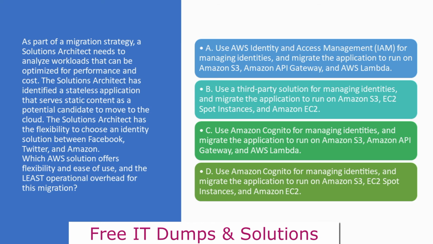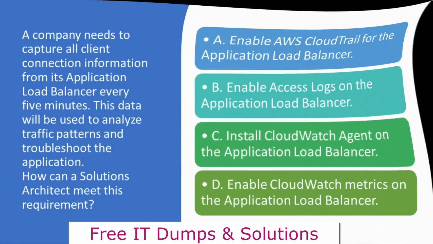Amazon EC2. Correct answer for this question is option C, because serverless has the least operational overhead and Cognito can provide federated identities. Let's talk about the next question.